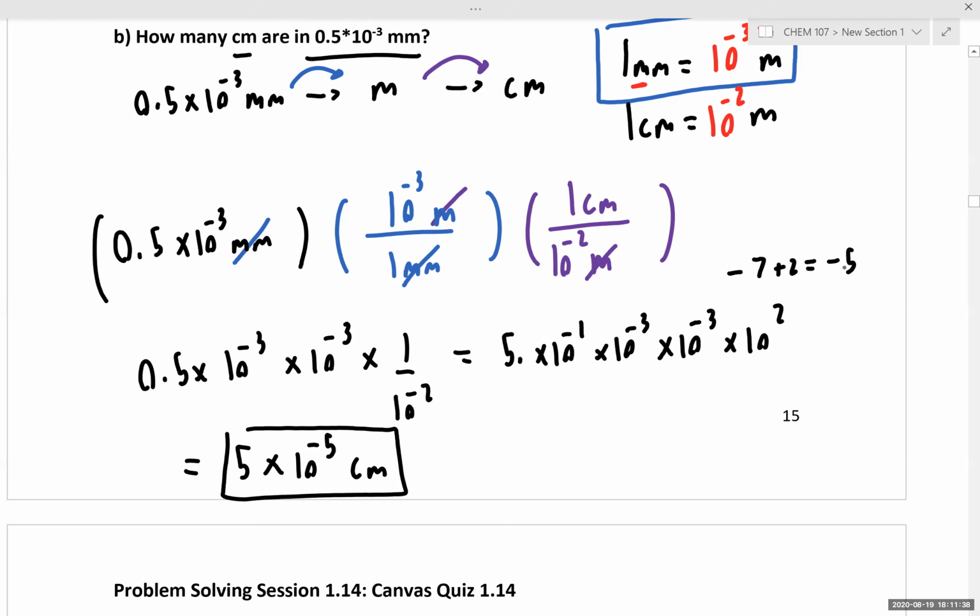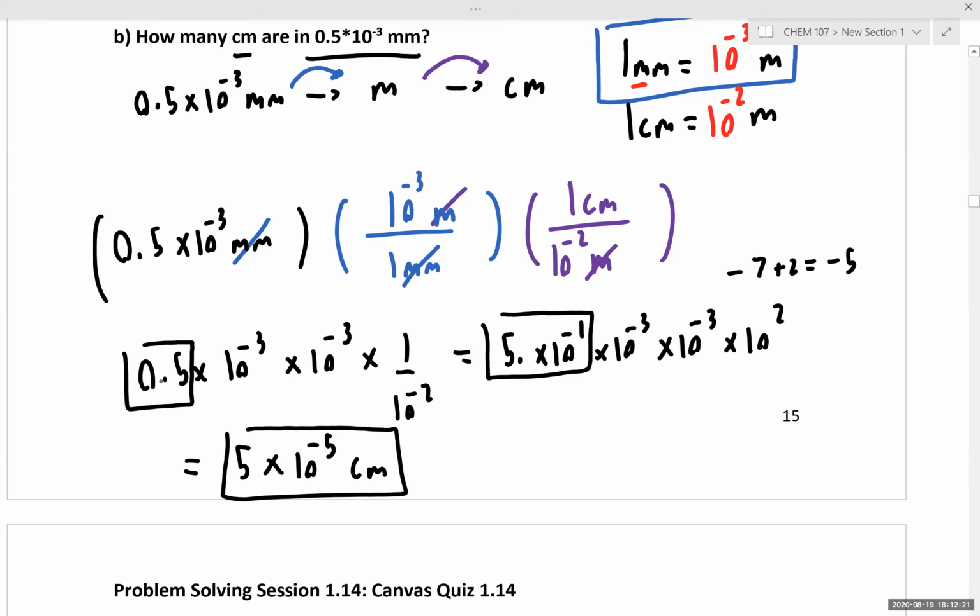Does this example make sense to everyone so far? Any questions on this example? Where did you get the negative 1 from? Because 0.5 is equivalent to 5 times 10 to the negative first. Does that make sense? Yes, thank you.